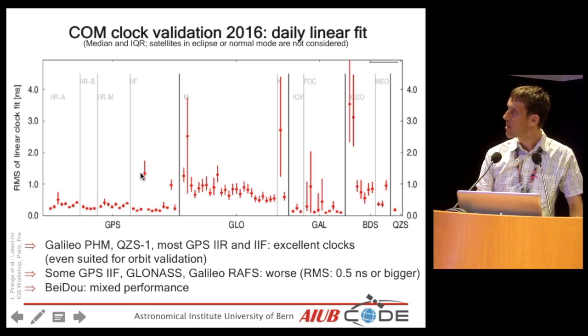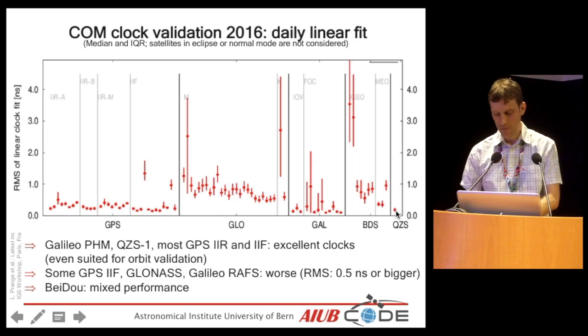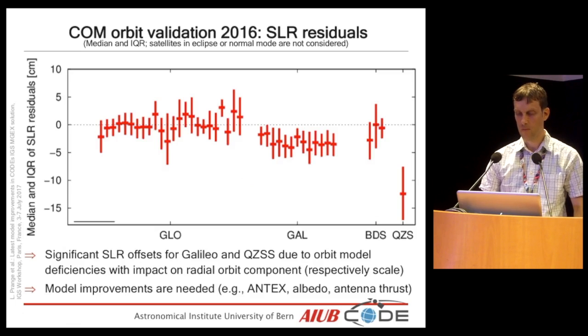So here, for example, a small median and interquartile range indicates a good clock. If we look at the orbits, we can validate them with SLR residuals.